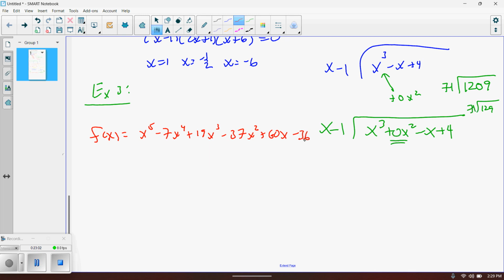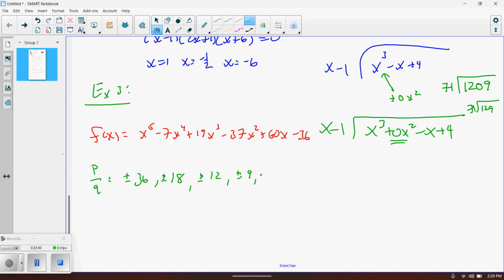The only good thing is that our p-value is 36, but our q-value is 1. So every time I divide something, I'm dividing it by 1, which is nice. So p over q here is going to be plus or minus 36 over 1, plus or minus 18 over 1. Let's see if I can not leave out any factors here. Plus or minus, let's see, 12 over 1. Plus or minus 9 over 1.